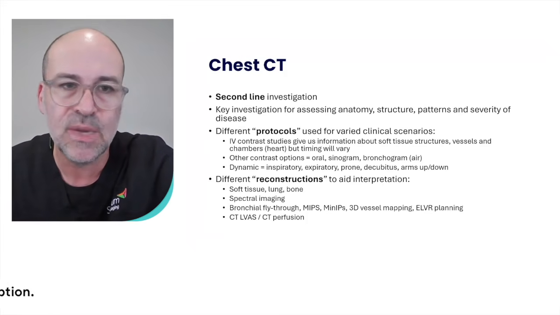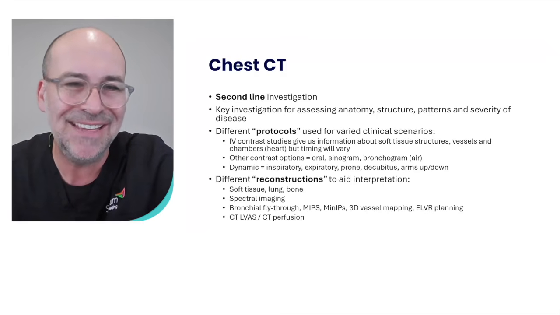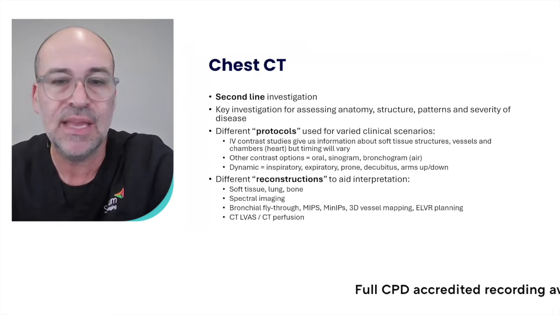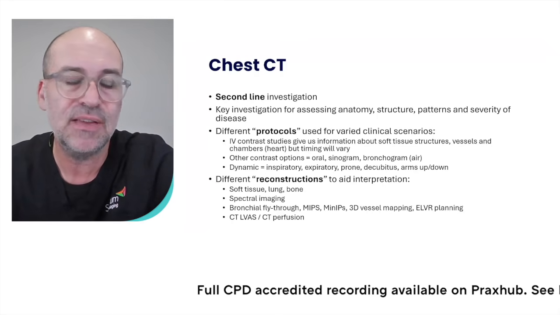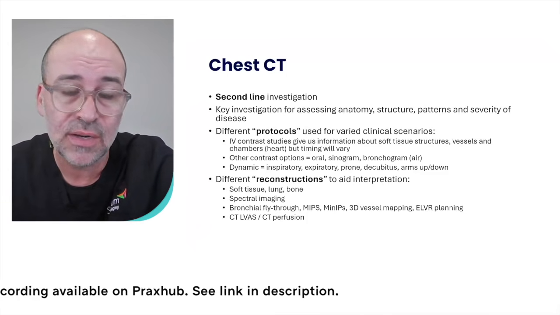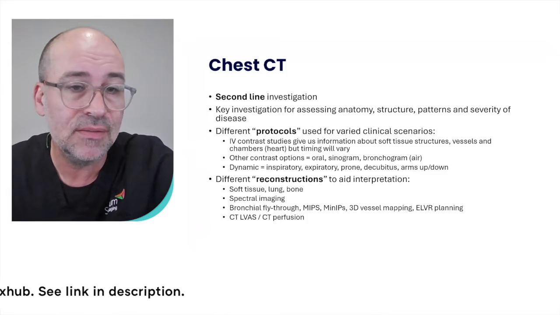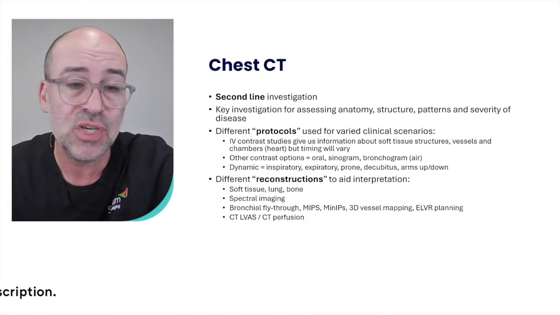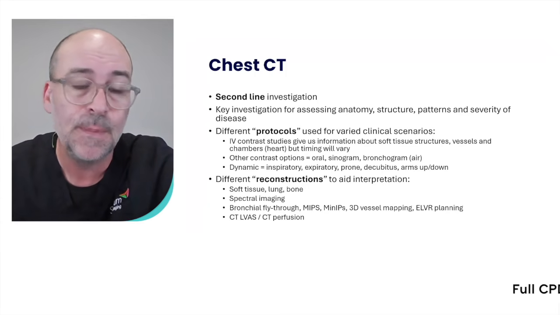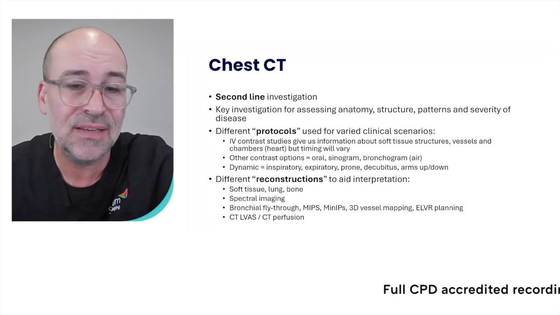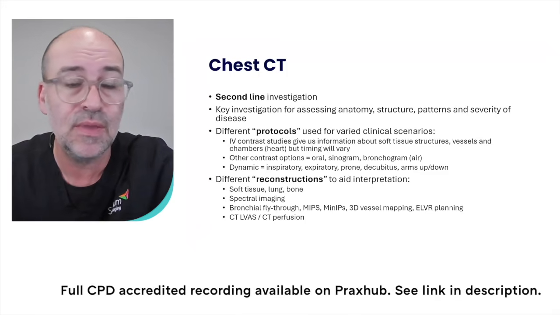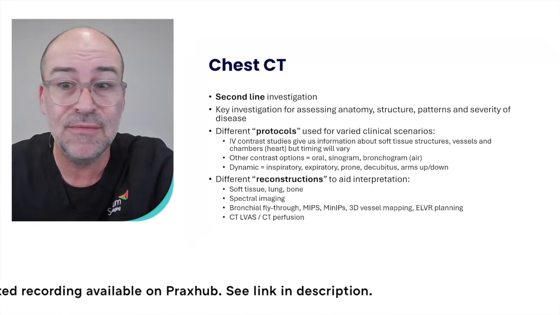So, the more information that can be provided to the radiologist, the easier it becomes for them to choose what type of test. What I mean by that is that you can do a CT chest as a standard CT with contrast. You can do it without contrast. You can do it with dynamic phases. You can do different reconstructions to look at different parts of the chest: the soft tissues, the lung, the bone. We can employ advanced techniques like spectral imaging. We can do special things like fly-throughs, MIPs. We can do 3D vessel mapping.